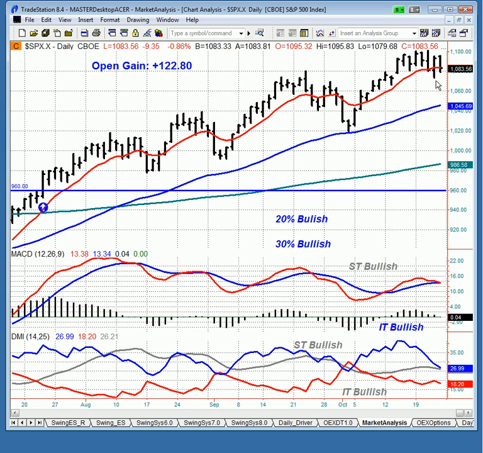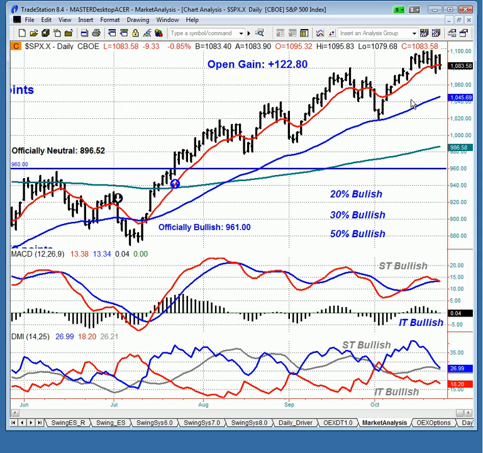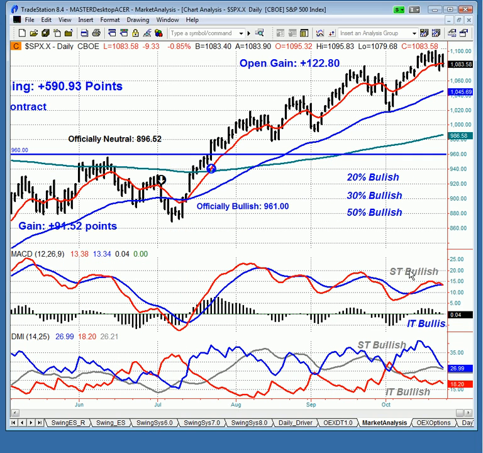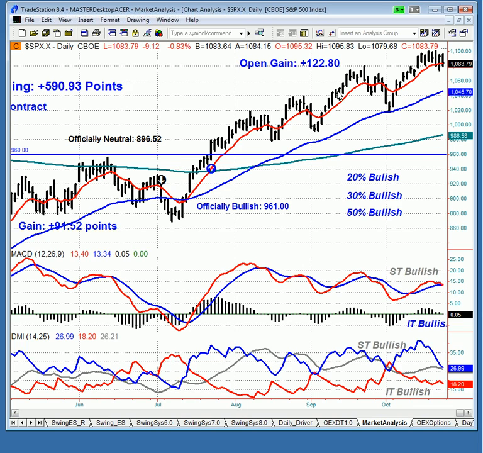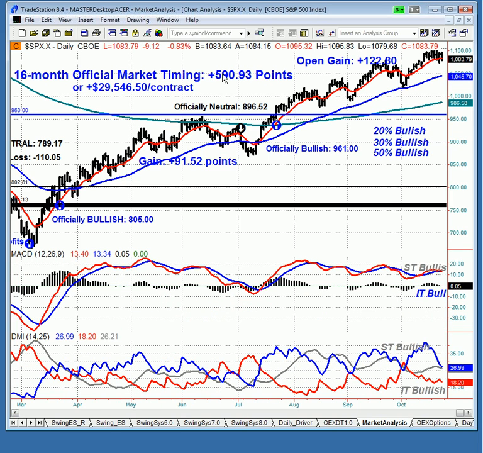Having said that, should we break back below and reverse this reversal, obviously we're going to have a quick move to 1050 and the market in a nice trading opportunity. Nevertheless, from an official market timing perspective, we remain fully bullish. We've had some moves to gray status in our momentum and directional movement, but we remain fully bullish from an official market timing perspective, with a current open gain of 122 points after calling almost 600 points in the last 16 months. Our official market timing biases are free that we send out to you.